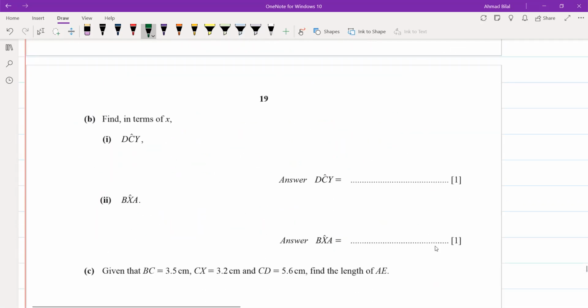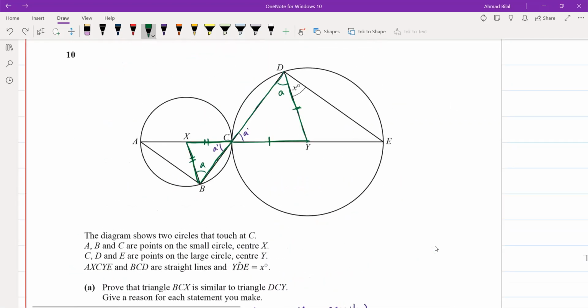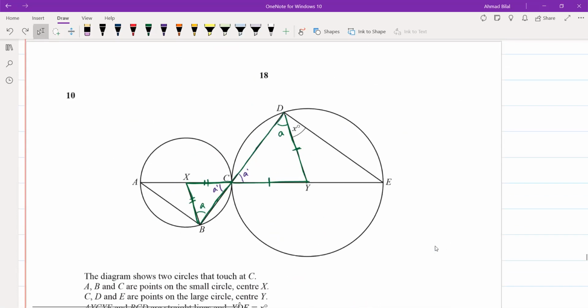Okay. So then it says find in terms of x DCY. DCY find करना है x की term. Okay. DCY, where is that? Certainly erase the previous part there. DCY figure out करना है. Okay. We already know that this is x. ये हमें x पता है.